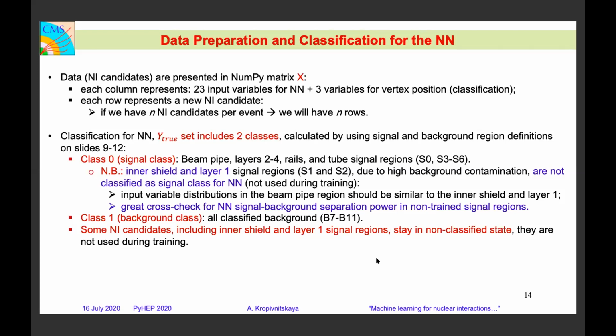Class 1, the background class, is all classified backgrounds. I would like to say that some nuclear interaction candidates, including, of course, inner shield and layer 1 regions, stay in a non-classified state. They are not used during training.